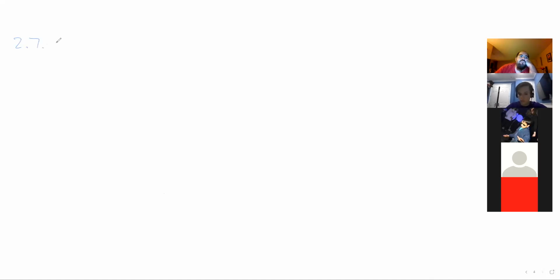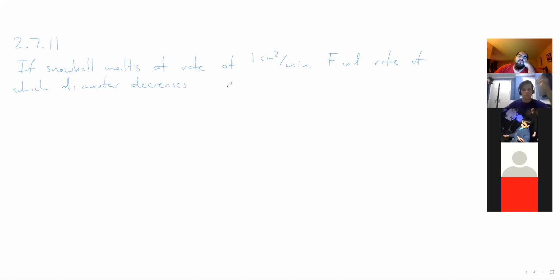Okay, I'm doing number 11. It says if a snowball melts so that its surface area decreases at a rate of 1 centimeter squared per minute, find the rate at which the diameter decreases when the diameter is 10 centimeters. So the snowball melts at a rate of 1 centimeter squared per minute, and we need to find the rate at which the diameter decreases when the diameter is 10 centimeters.